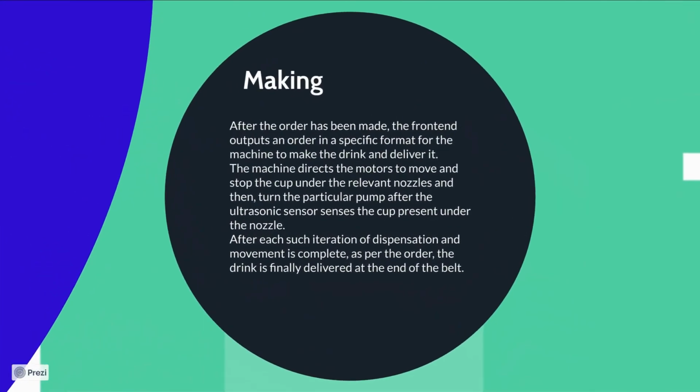After the order has been made, the front end outputs an order in a specific format for the machine to make the drink and deliver it. The machine directs the motors to move and stop the cup under the relevant nozzles and then turn the particular pump after the ultrasonic sensor senses the cup present under the nozzle. After each such iteration of dispensation and movement is complete as per the order, the drink is finally delivered at the end of the belt.